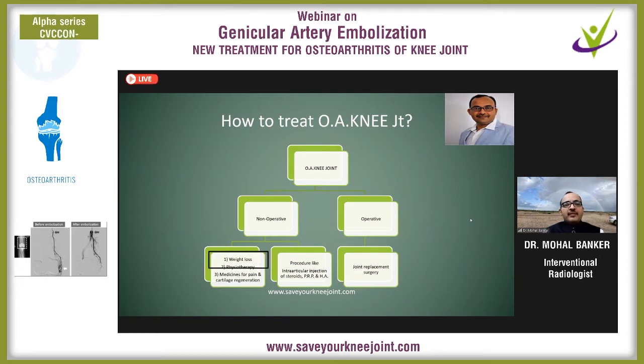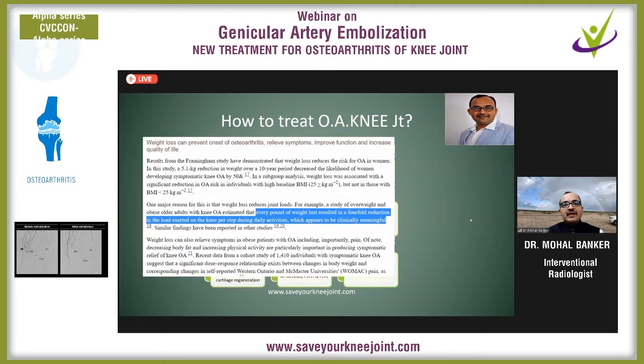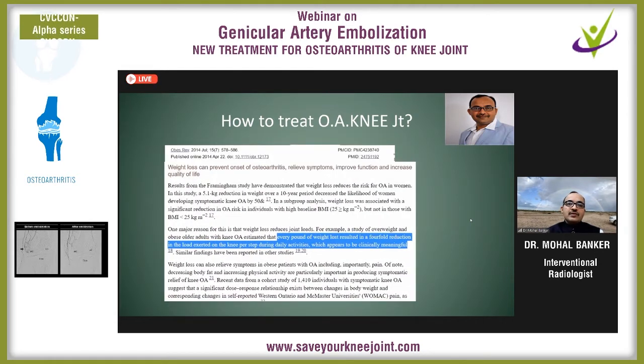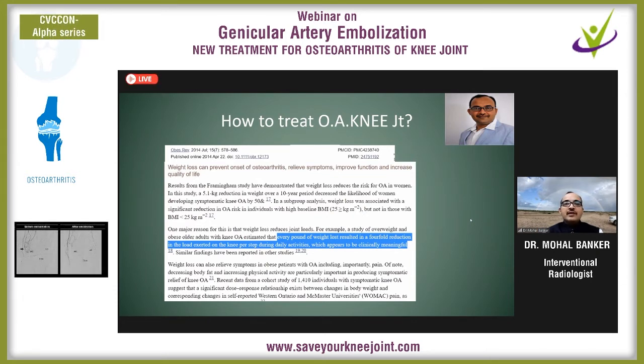In non-operative treatment, I give more weightage to weight loss. What happens is that if you reduce your weight by 1 kg, it is going to reduce the pressure on the knee joint four-fold. So by putting in the effort of 1x, we are getting the result of 4x. So obesity and weight reduction are very, very important in osteoarthritis of knee joint patients.